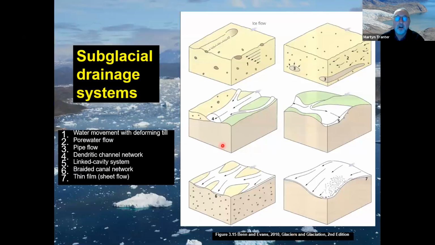And our holy grail was to show that there was one set of chemical weathering reactions going on in the channelized drainage system, and there was another set of reactions going on in the distributed type drainage system. Distributed type drainage systems are high pressure, channelized type drainage systems are low pressure.